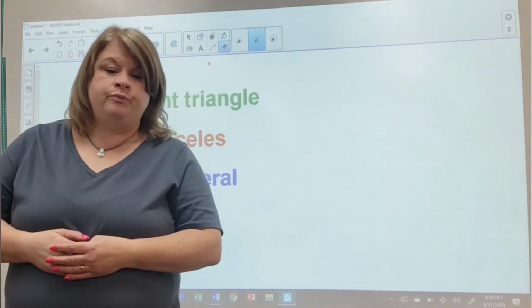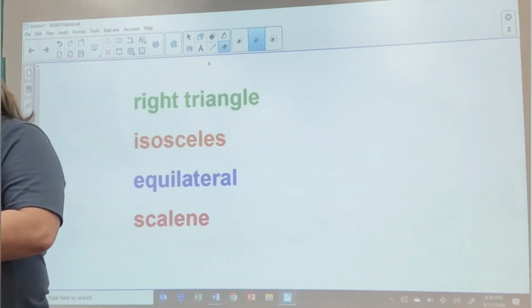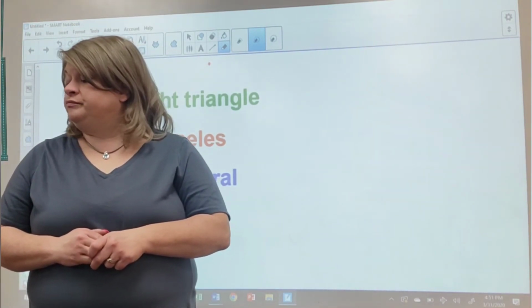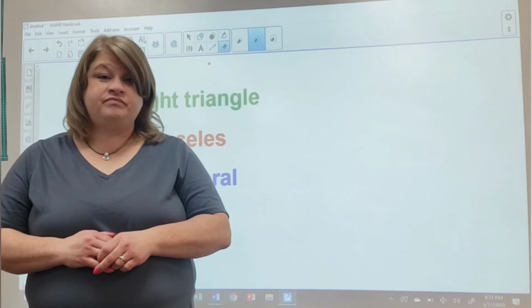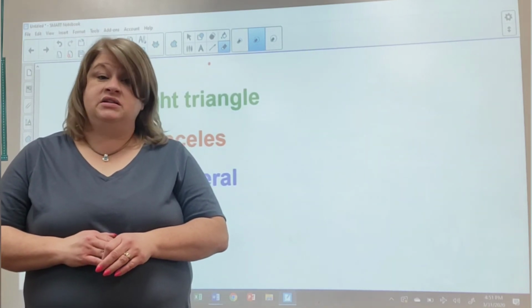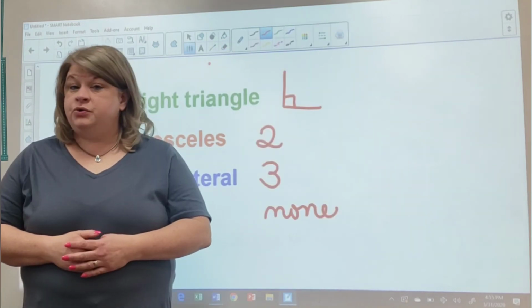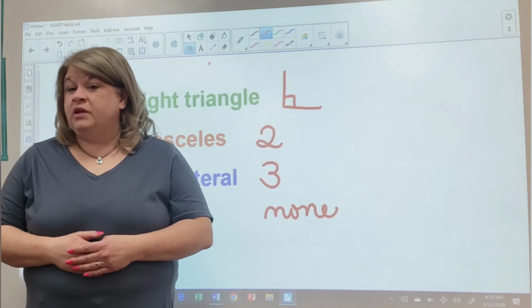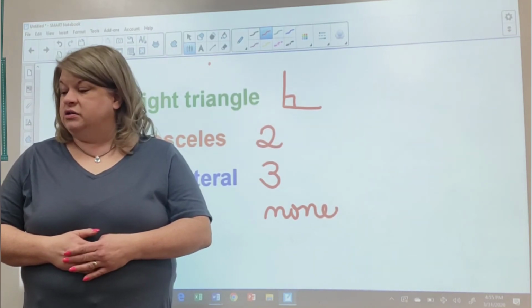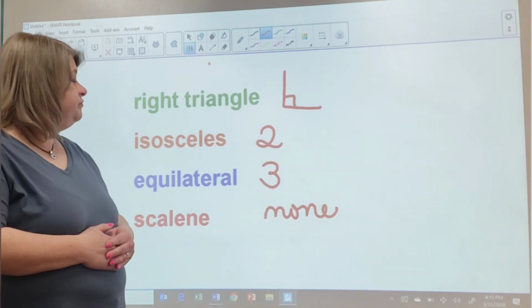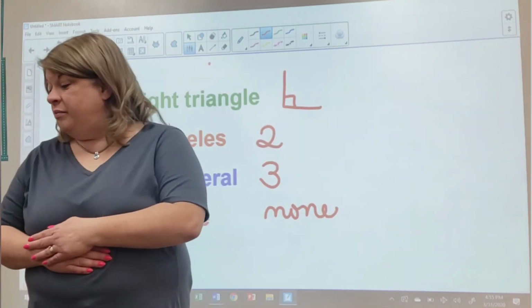Let's look at number 2. Can you decide what kind that is? Do you see a right angle? I do. What kind of triangle is that? That is a right triangle. The last one on the page, the purple one. What do you think? It looks to me like all the sides are the same. So which one do you think it is? Equilateral. Good job. Good job.